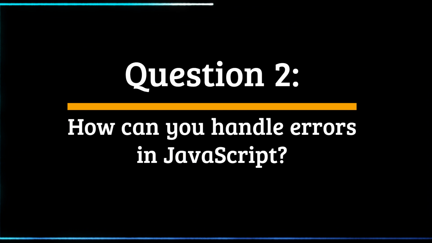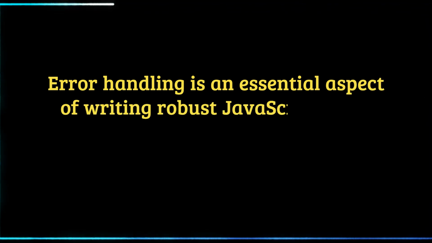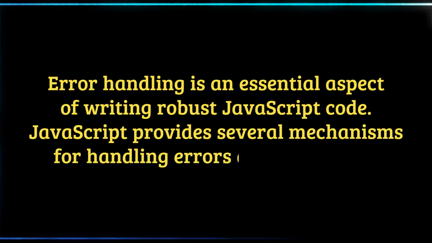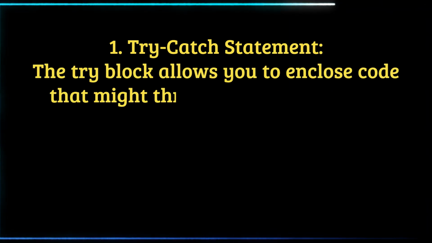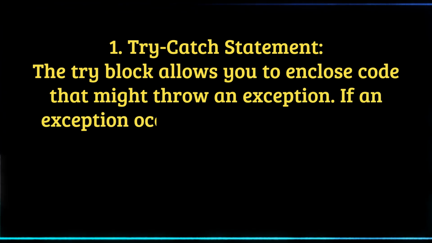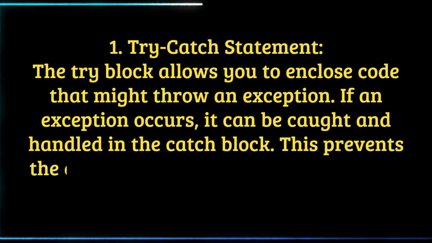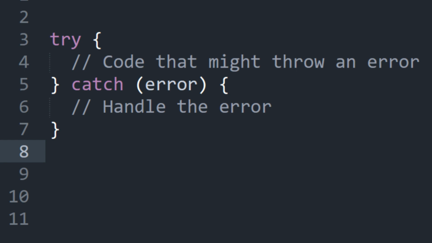Question 2. How can you handle errors in JavaScript? Error handling is an essential aspect of writing robust JavaScript code. JavaScript provides several mechanisms for handling errors and exceptions. 1. Try-catch statement. The try block allows you to enclose code that might throw an exception. If an exception occurs, it can be caught and handled in the catch block. This prevents the entire program from crashing due to errors. This is the syntax of try-catch statement in JavaScript.